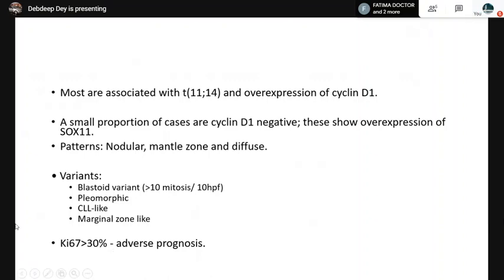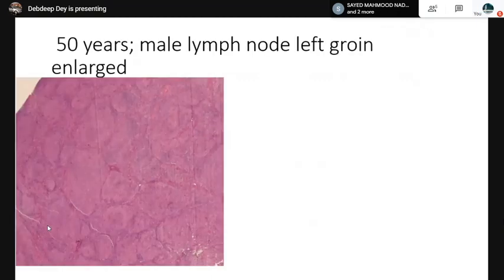The variants which we have to be careful about are the blastoid variant, which is characterized by greater than 10 mitoses per 10 high power fields, and the pleomorphic variant, which can be mistaken for a cyclin D1 expressing DLBCL. Other patterns are CLL-like or marginal zone-like. A Ki67 of more than 30% is associated with an adverse prognosis. Therefore, one needs to mention that in our histology reports.